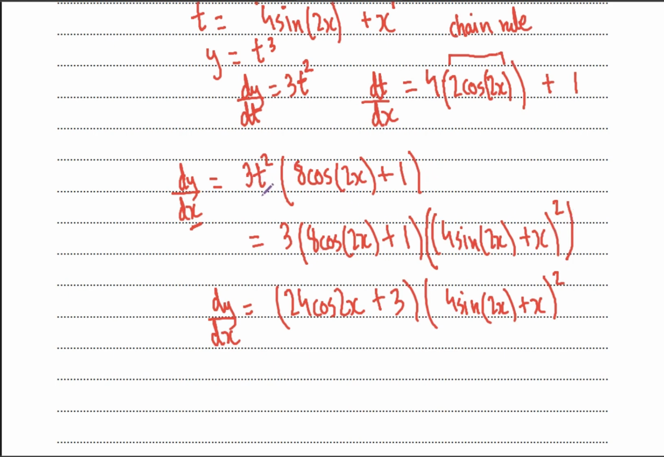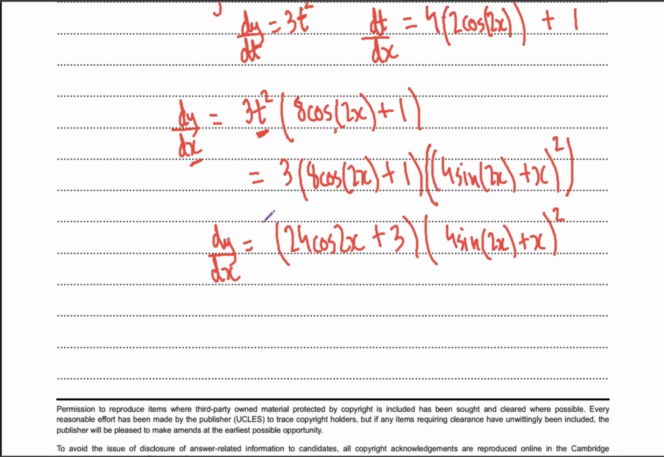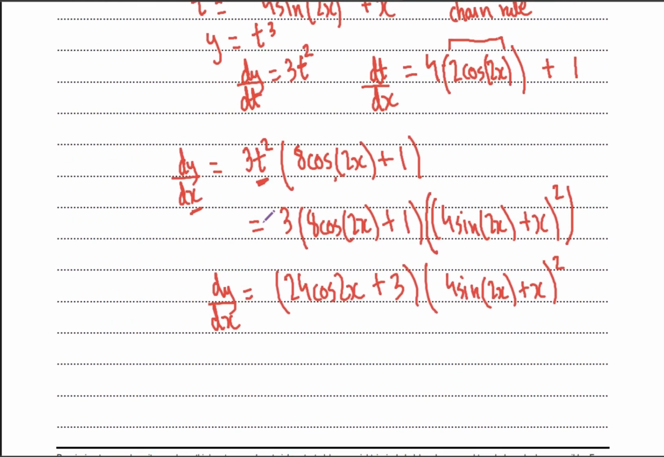One important thing I have to mention, I cannot stress this enough, is make sure your answer is in terms of x and not t. So you have to make sure you put x back into where t is. Otherwise, you will not have the right answer, because it's dy by dx. It's not dy by dt.